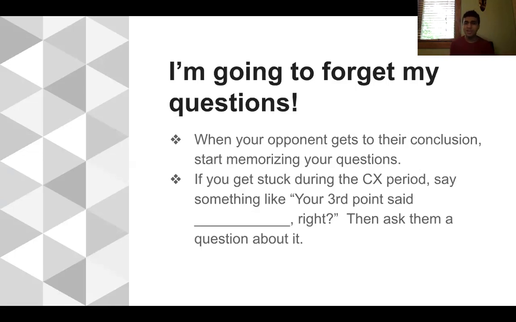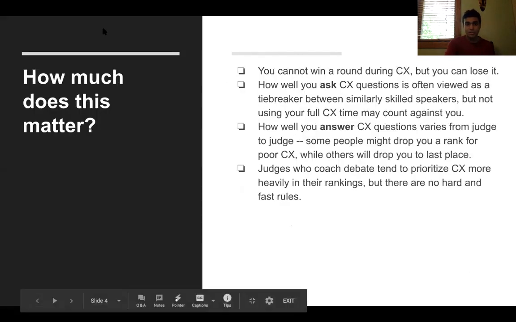The other thing is if you get stuck during the cross-examination period, a good way to refresh your memory is to say, your third point said blah, blah, blah, right? Let's say that's not exactly what their third point said, then they can clarify it, jogging your memory. And if you're right, that just gave you some stalling time to think about a question to ask. So those are some nice little strategies. Why does cross-examination matter? That's probably another question you're wondering.